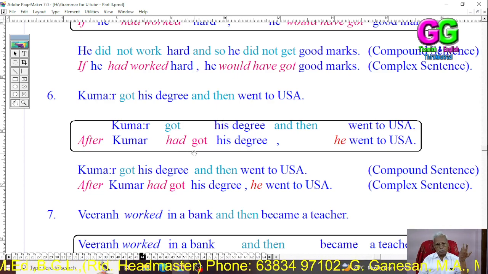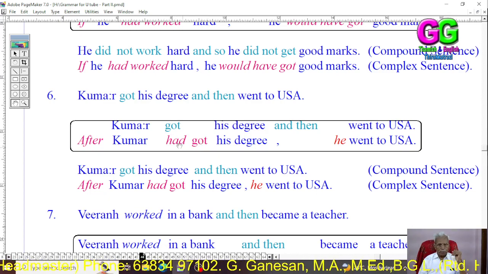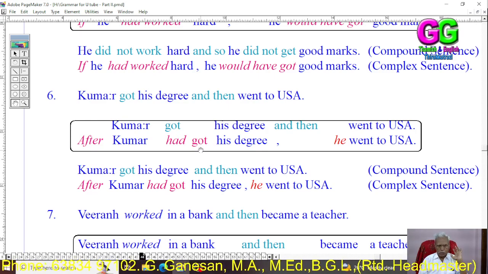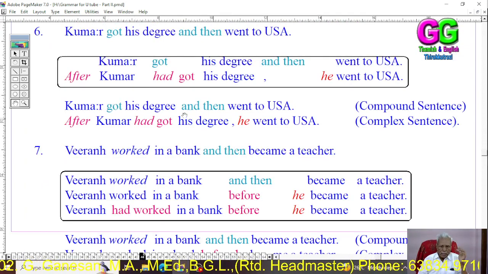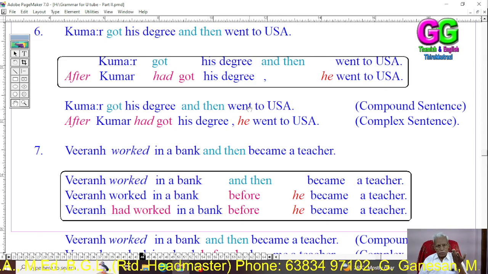Got, had got. "Got" is simple past. It is past participle. These two "got" are not the same. One is simple past, past tense; the other is past participle. So okay, and then remove the degree. The sentence says Kumar got his degree and then went to USA. After Kumar had got his degree, he went to USA. Compound to complex.